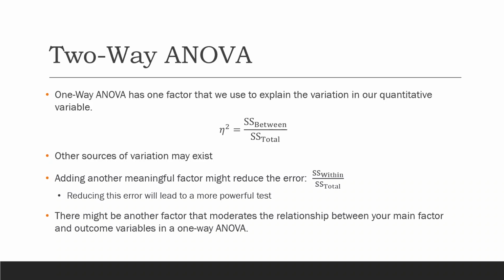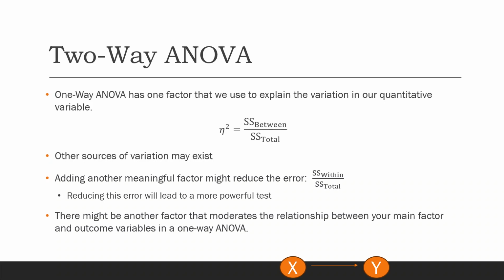In addition to that, there might be another factor in some of our studies that actually moderates the relationship between our main factor and outcome variable from a one-way ANOVA. When we're conducting a one-way ANOVA, especially when we're conducting an experiment, we want to see if that grouping variable, so manipulating those groups, actually has an impact on our outcome variable. So X in this diagram will be our independent variable, our grouping variable, and then Y will be our outcome variable.